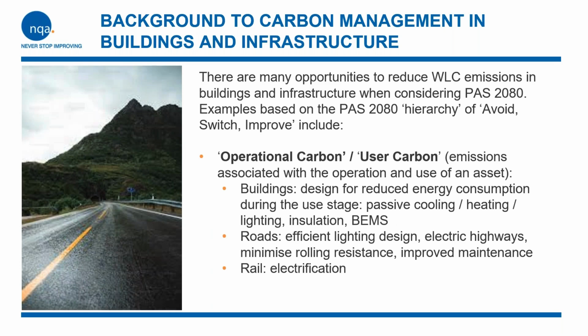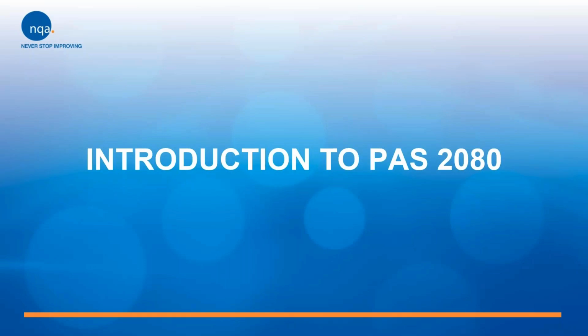The operational carbon and the user carbon aspects of the PAS 2080 within the hierarchy of avoid, switch and improve. Obviously the operational carbon for a building would be the energy consumed during its life cycle. And we can think about the design for cooling and heating and lighting and building energy management systems and so on at that stage. On roads, we can think about efficient lighting design. There was a great example in Sweden of a several 100-kilometer long electric highway that they'd built that charges your electric car as you drive along it. And there's also, in terms of minimizing user carbon, things like rolling resistance, maintenance of road surfaces, electrification of the railways. So there's lots of different examples of whole life carbon considerations in buildings and infrastructure.